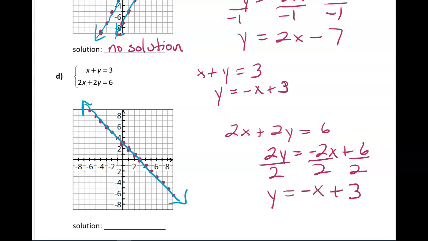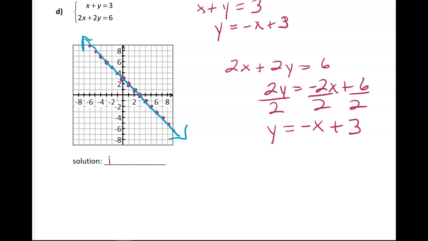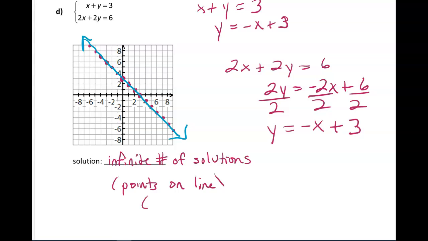So that means there's not just one solution, but there is an infinite number of solutions. And those solutions are all the points that are on the line, and there's an infinite number of them. We can certainly name several. For instance, 0, 3, 1, 2, 2, 1. All of those work in both equations. And that's it for this part of the lesson.